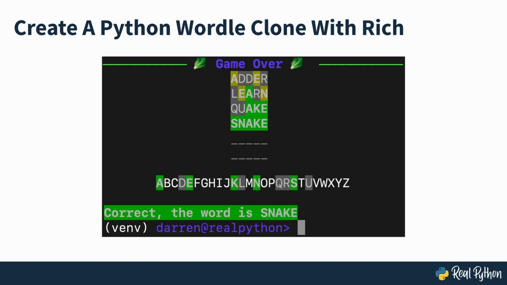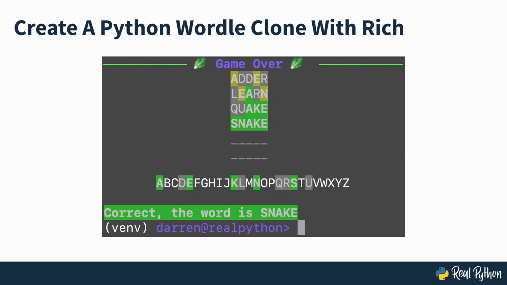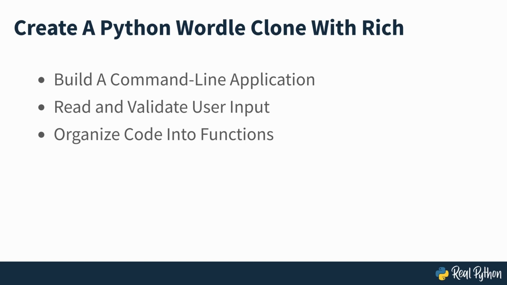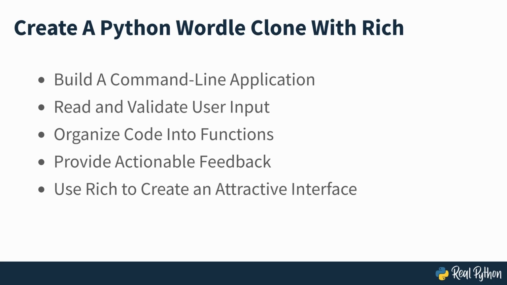As you follow along in this step-by-step course, you'll practice how to set up a simple prototype game before iteratively developing it into a solid application. You'll learn how to build out a command line application from a prototype to a polished game, read and validate user input, organize your code into functions, provide your users with actionable feedback, and use Rich's console to create an attractive user interface in the terminal.